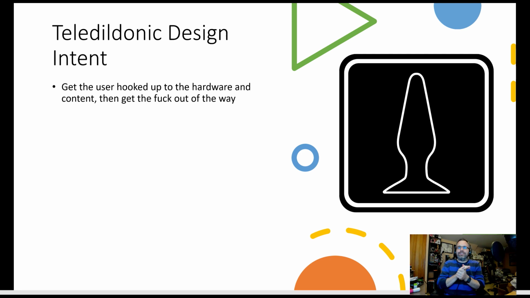So when we are designing a teledildonic application, we are not the center of the show. As I said back in the user portion, the user is the center of the show. All we want to do is get the user hooked up to their hardware and get them to their content, be it a video or a game or someone else controlling them, and then we want to make sure our shit works and stay the fuck out of the way otherwise.